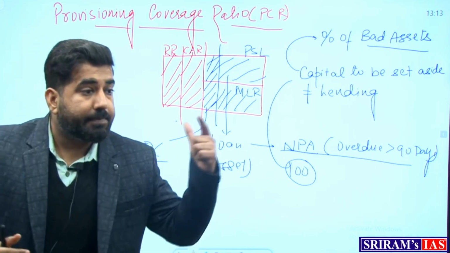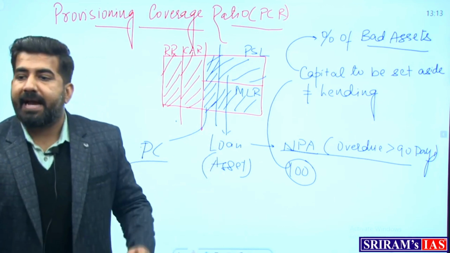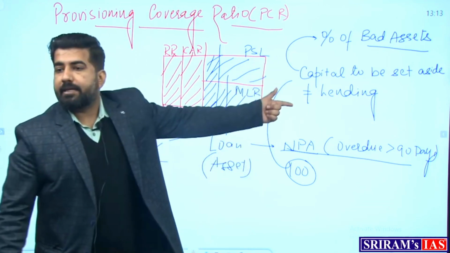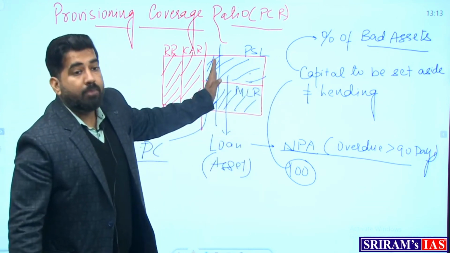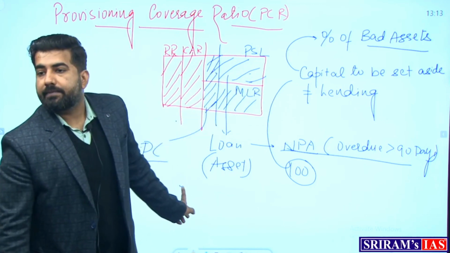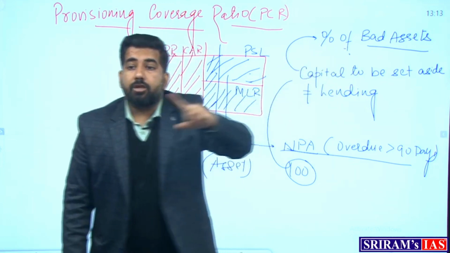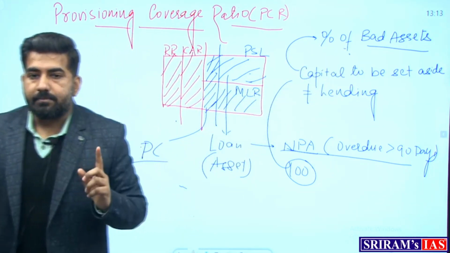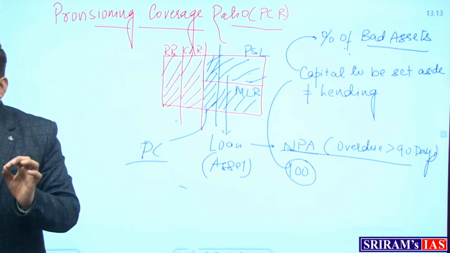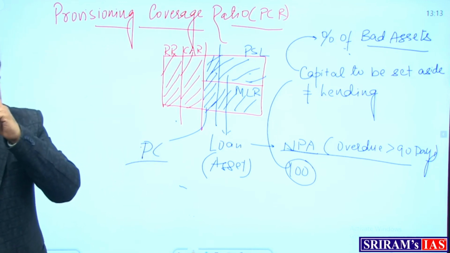So that's why, as I told you, it's very important that the asset doesn't turn bad, because as soon as the asset turns bad, another requirement kicks in and the banks have to set aside more capital which cannot be used for lending. And this has to be calculated as a percentage of bad assets. Try to understand. Now what used to happen, let me tell you a little story.